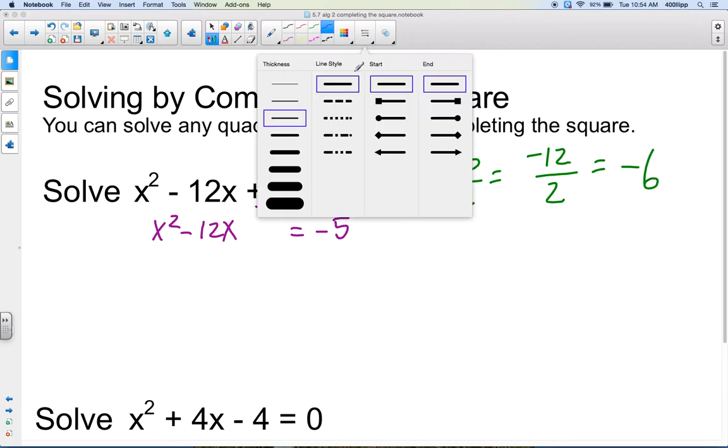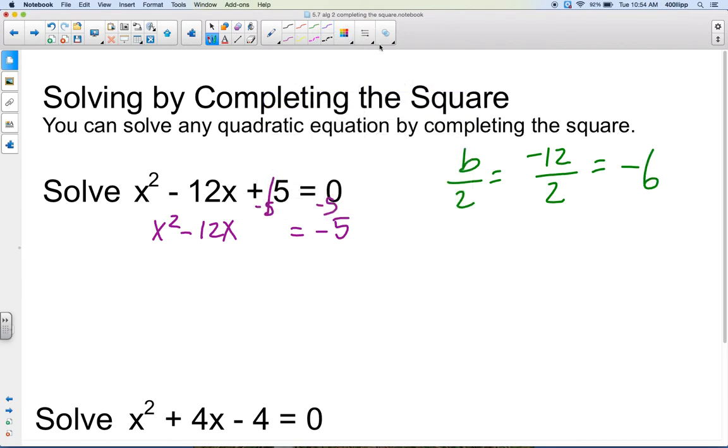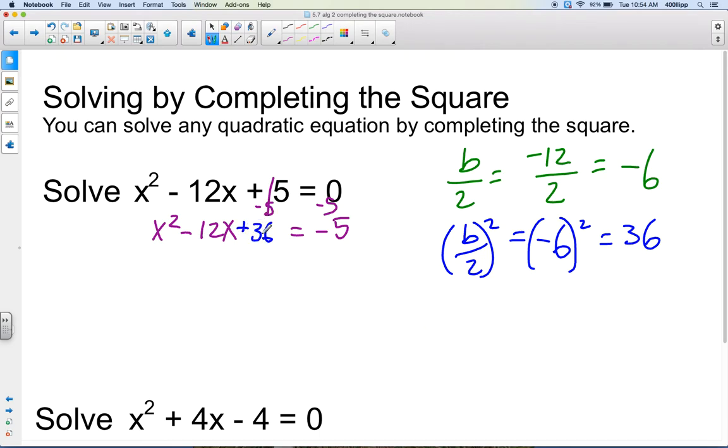And now I'm going to do the same thing with b over 2 squared. I got my b over 2 already to be a negative 6, and then I'm going to square it. So negative 6 squared is 36. Whatever I got my b over 2 squared to be, I'm going to add that to both sides. So plus 36 here and plus 36 here.